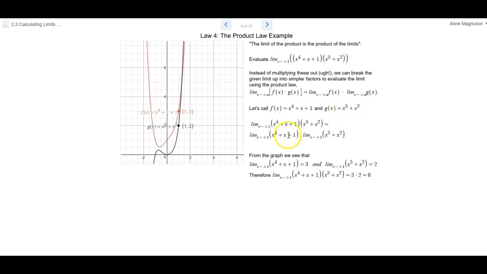I'm finding the limit of each factor. And again, we're going to need to look at the graph to see what these individual limits are. So this is x to the 4th plus x plus 1. This function, g of x, is x to the 5th plus x squared. And if you look at the individual limits, you see as x approaches 1 for g of x, the limit is 2. As x approaches 1 for f of x, the limit is 3. Therefore, the limit of the product is just the product of those two limits, or 6.